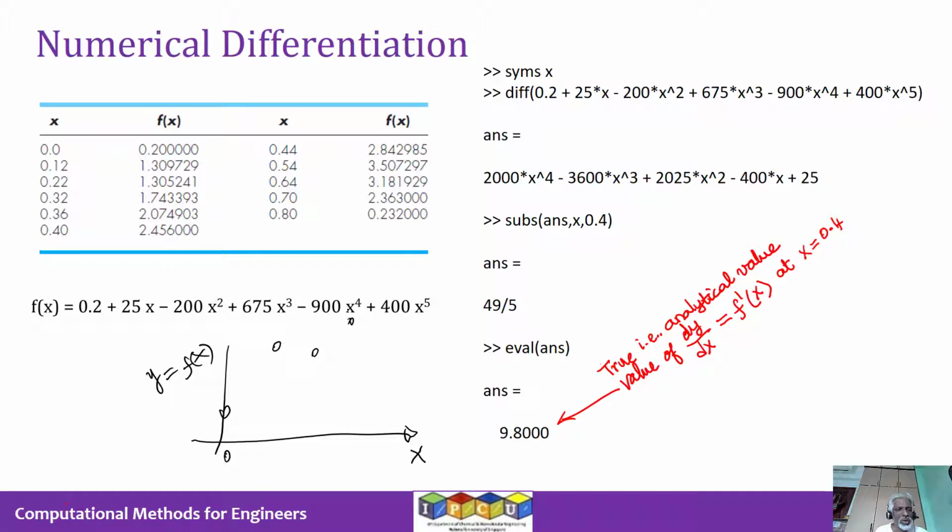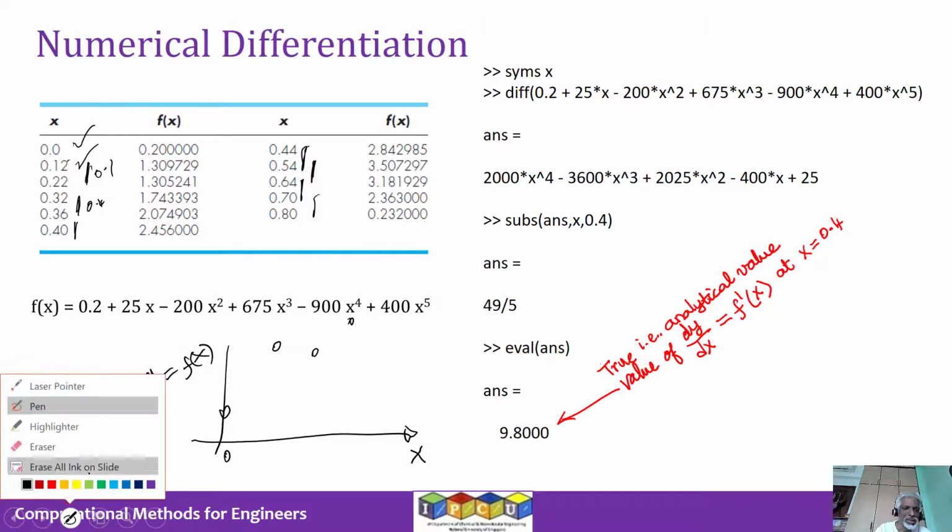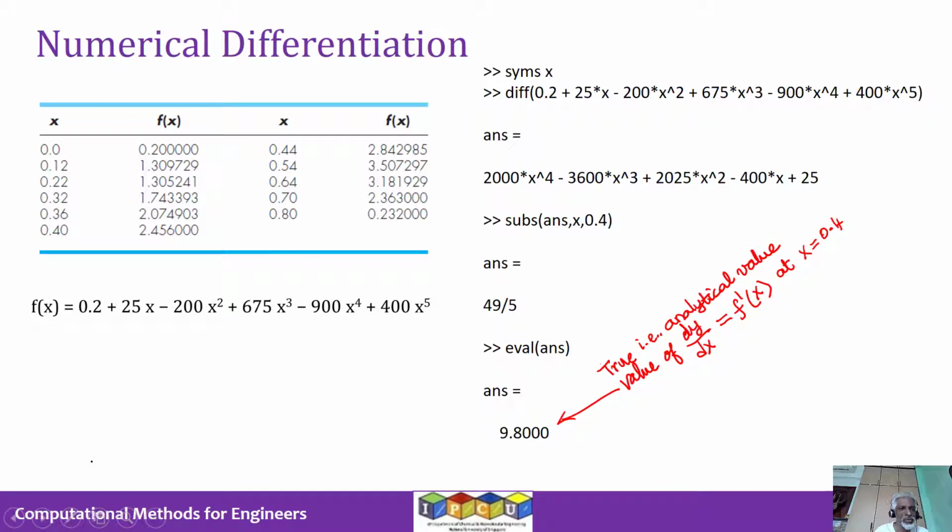Kindly note, this is not equally spaced data. So the gap between first x value and the next x value is 0.12. Between the second x value and the third x value, the gap is 0.1. 0.1 here, 0.06 here, and 0.1 here. So what I'm trying to say here is that the data that is given to us is not equally spaced x data. Nevertheless, we are given the values of x, the independent variable, and the corresponding values of y, or what is denoted as f of x, which is going to be the dependent variable.